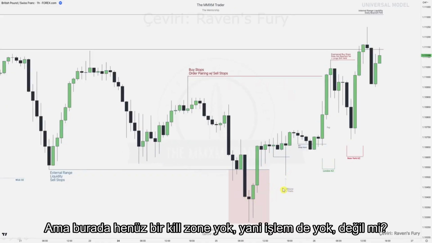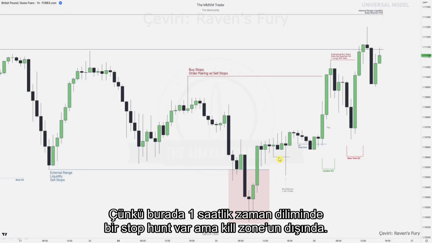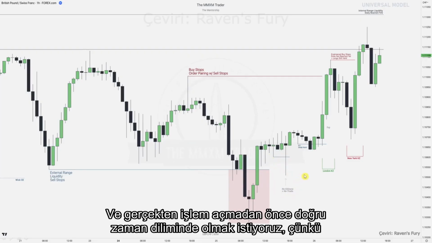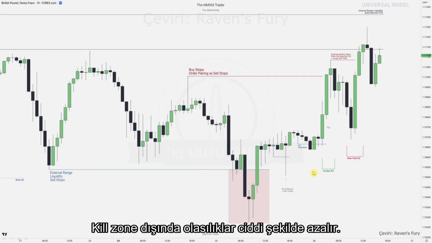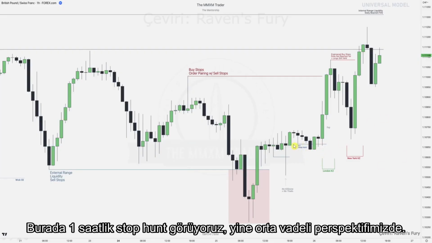Over here, we have no kill zone yet, so no trade yet, right? Because we have a stop hunt over here on the 1 hour, but it's outside of the kill zone, and we really want to be in our time zone before we execute a trade, because outside of kill zones, the probabilities reduce drastically. So over here we see a 1 hour stop hunt, again on our intermediate term perspective.